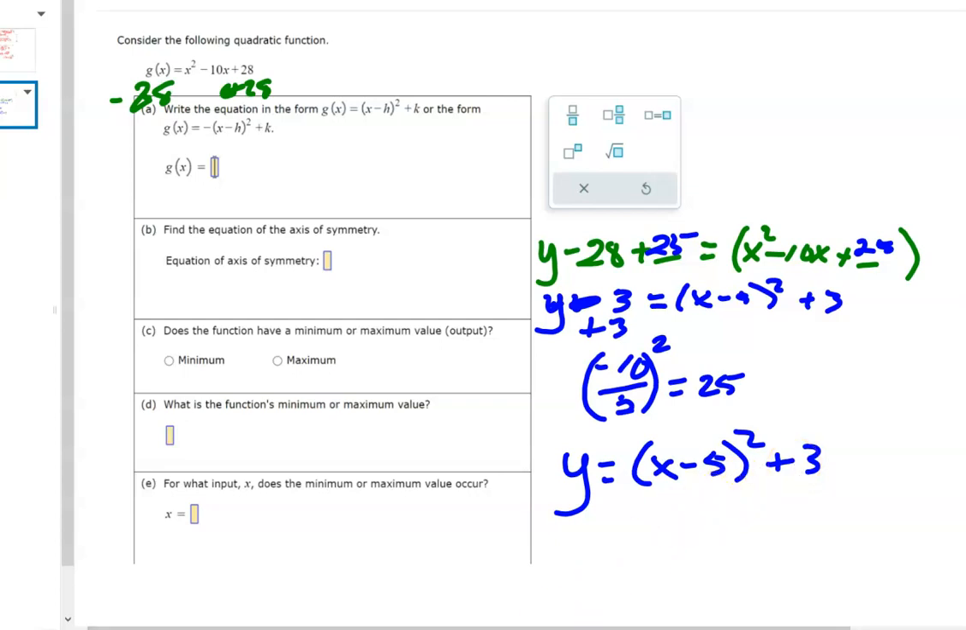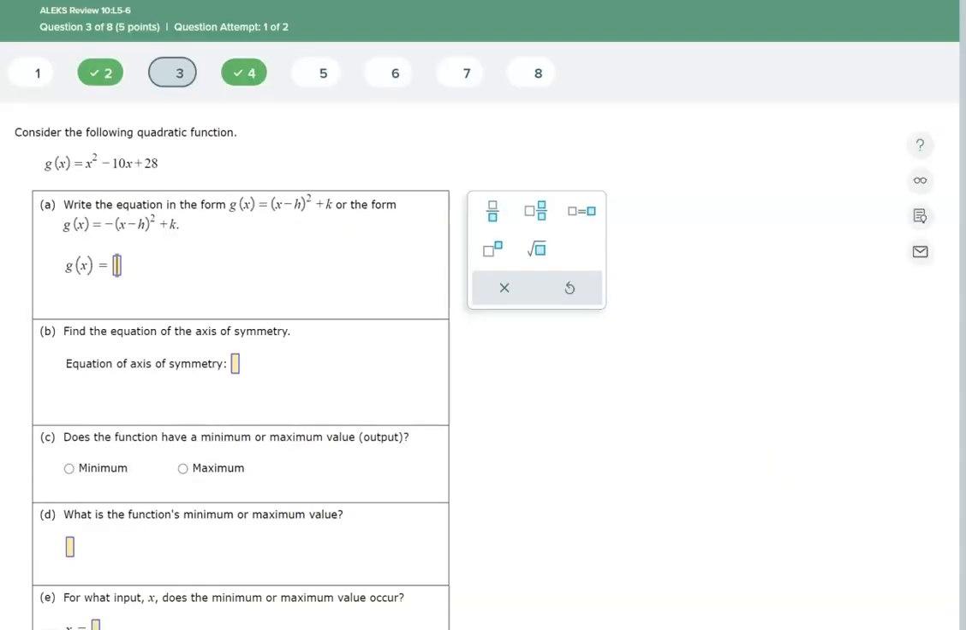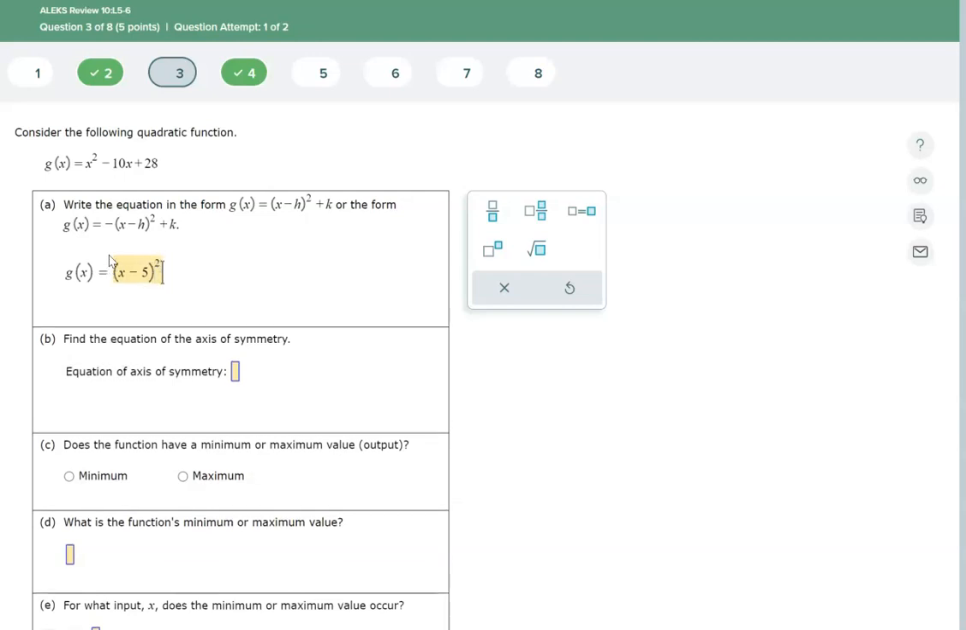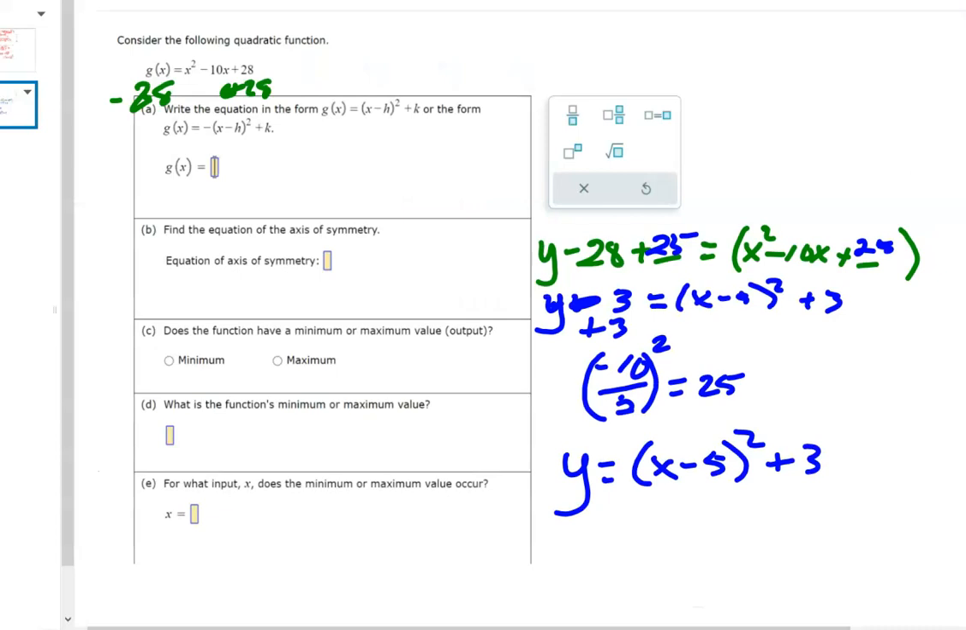So now I'm going to go back to ALEKS, and I'm going to type that in here. So I have parentheses x minus 5 and parentheses raised to the second power. And then it was plus 3. Just want to verify that's what I had. Yep.